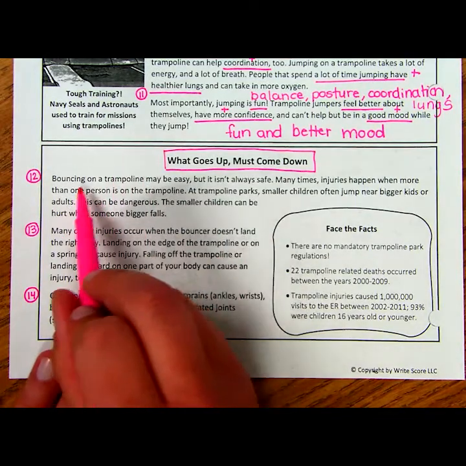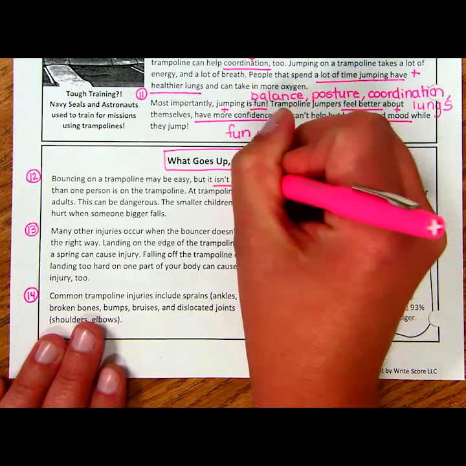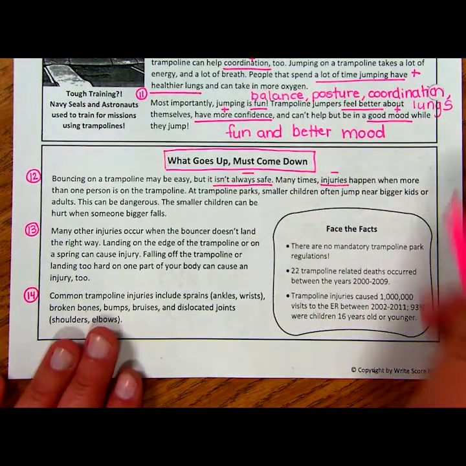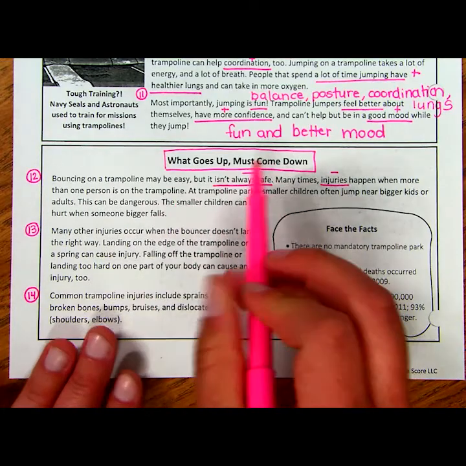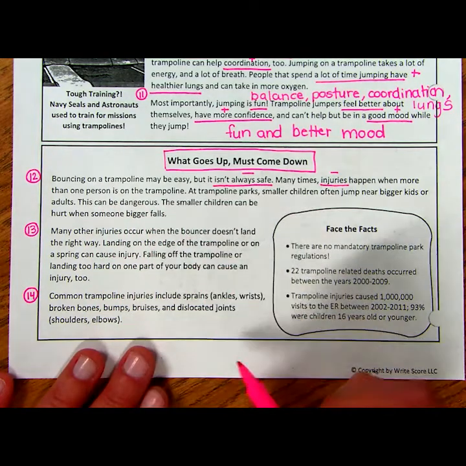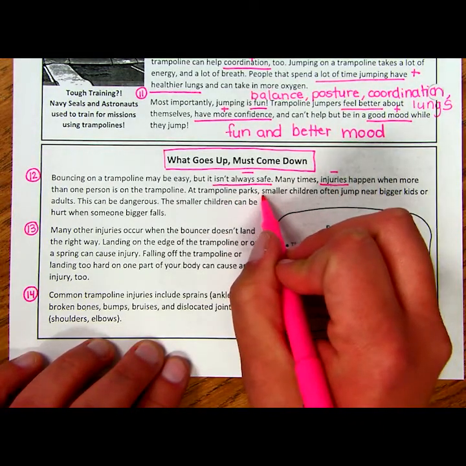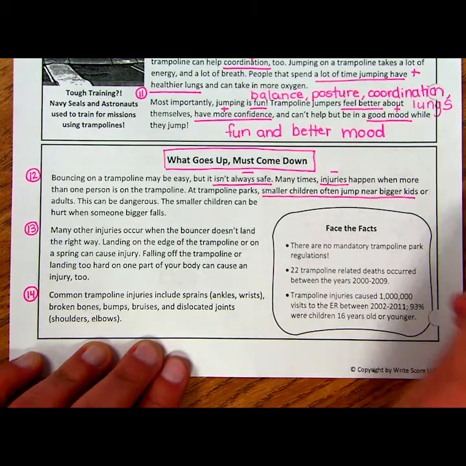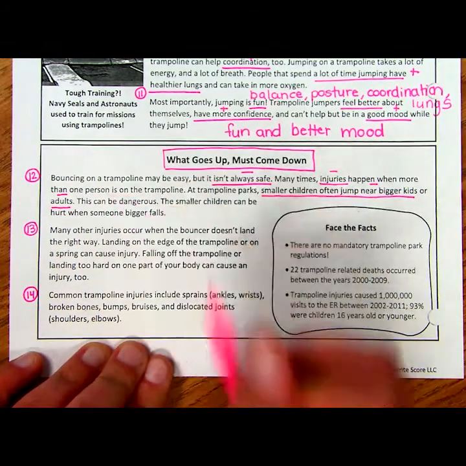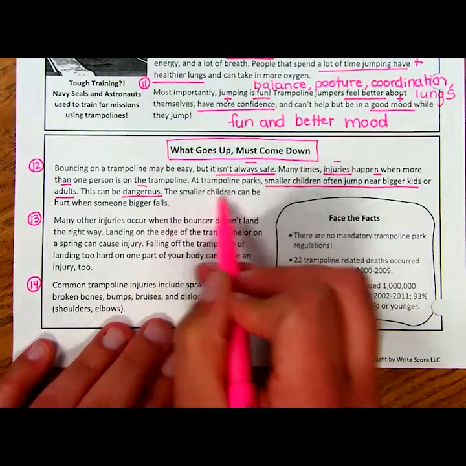Bouncing on a trampoline may be easy, but it isn't always safe. Oh, there we go. Negative. Many times, injuries happen, we've seen that keyword pop up, when more than one person is on a trampoline. At trampoline parks, smaller children often jump near bigger kids or adults. This can be dangerous. Okay, a couple things here to underline. I've got a small child, so I know that when they're around bigger kids, like at a park, doesn't have to be a trampoline park, or even sometimes adults who just can't resist, sometimes accidents happen, right? Can be dangerous. Negative. The smaller children can be hurt when someone bigger falls.